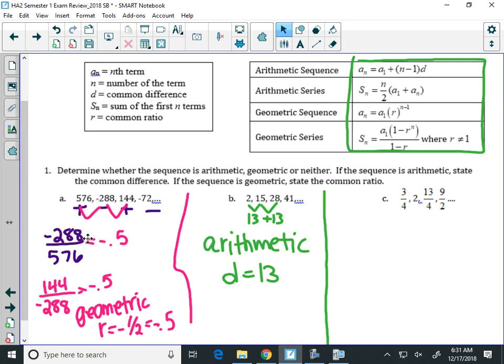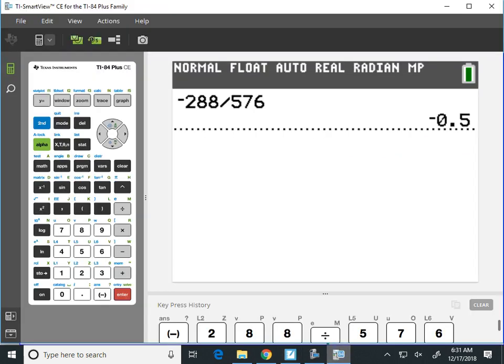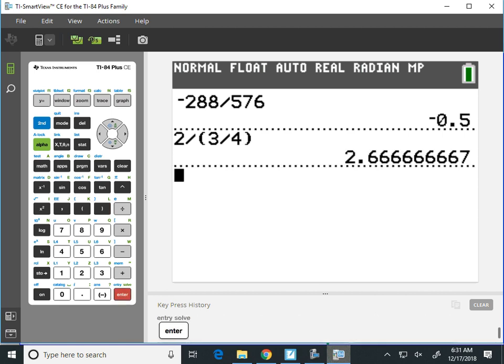All right, C, 3/4, 2, 13 over 4, 9 over 2. All right, this one's a little harder to tell because there are fractions. So why don't we try geometric first? Let's just see what happens. If I take 2 divided by 3 over 4, and we can let our calculator do the work for us here, 2 divided by 0.75 is 2.667.